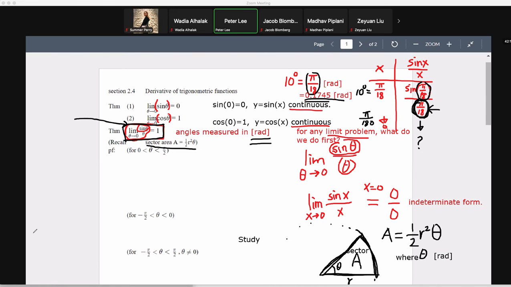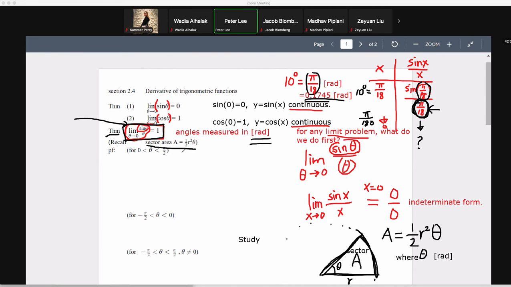All right. So it's only for sine, only for this particular limit, but we call this a theorem. Why? Because this theorem is very, very important. So now I'm in the process of trying to prove this, so here I'm drawing a diagram.